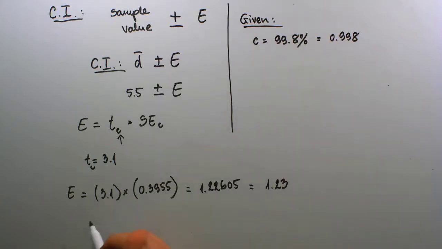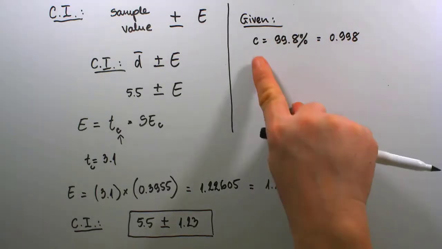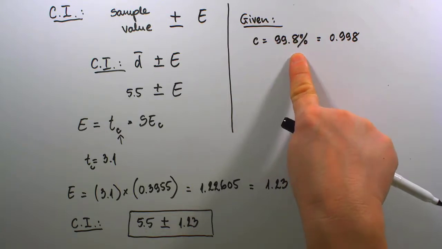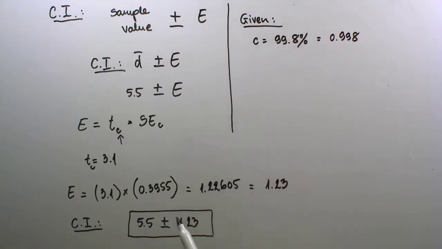And that now means our final confidence interval is found as follows: from our sample value, the sampling difference 5.5, we are going to add and subtract 1.23. This is our confidence interval, and this is the margin of error. The way it reads now is that guaranteed at a successful level of 99.8%, or a guarantee at a 99.8% chance of success, the actual difference in the two population mean values is going to be somewhere up and down by 1.23 from 5.5.